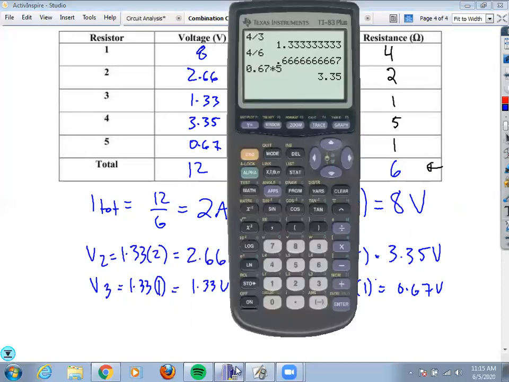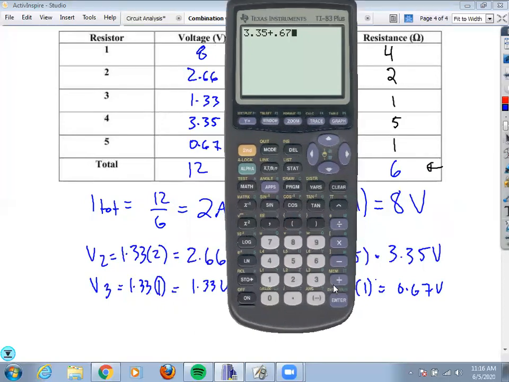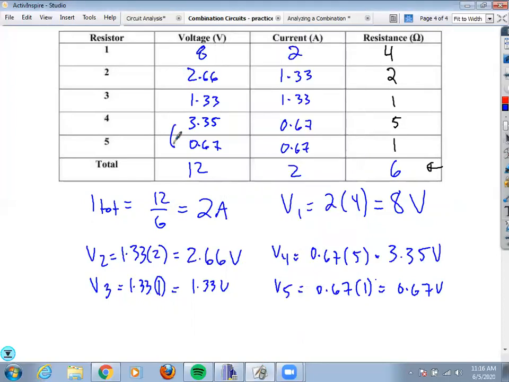So we can confirm, and again with rounding, 2.66 plus 1.33 is 3.99, close enough to 4. So that's 4 volts in the top part of the parallel, and 3.35 plus 0.67 is 4.02, close enough due to rounding. These are in series, those are in series, and those two are in parallel, so those sums should add up to 4, and they essentially do. So those are your answers for analyzing a combination circuit practice worksheet.